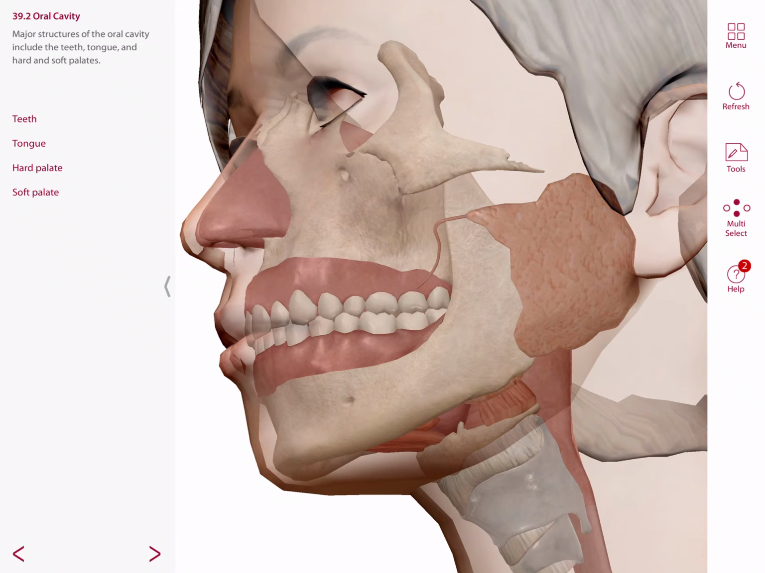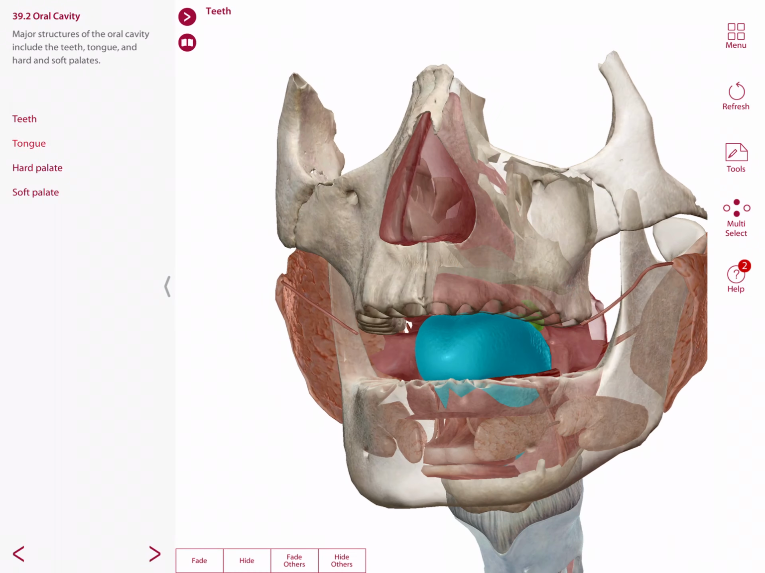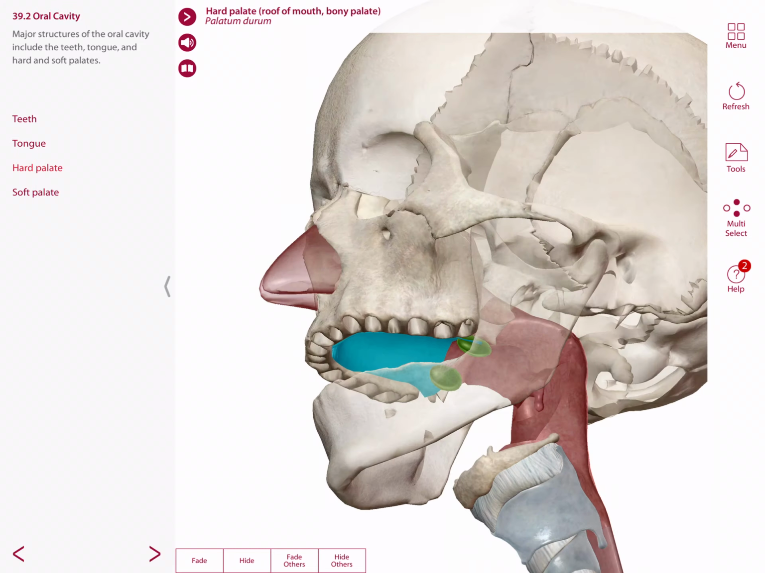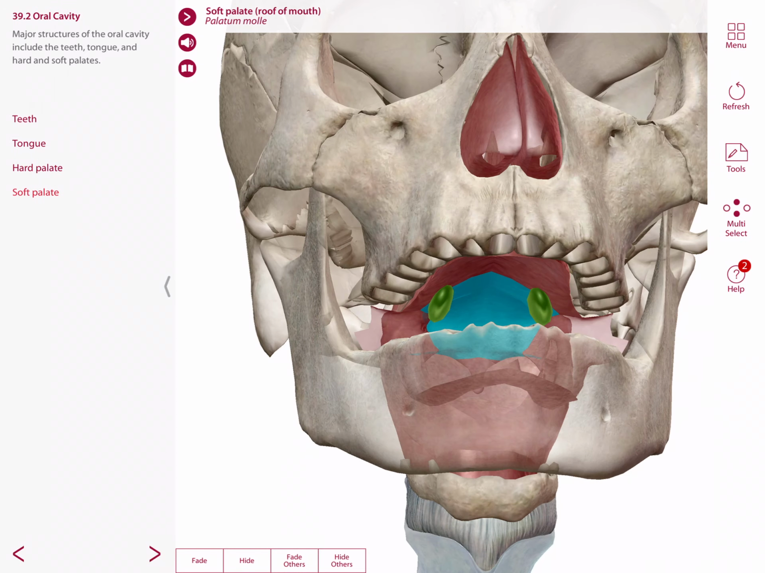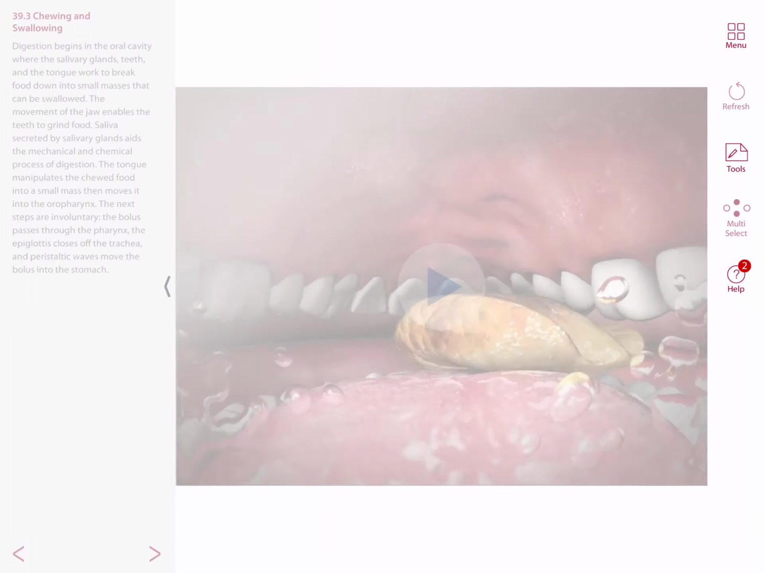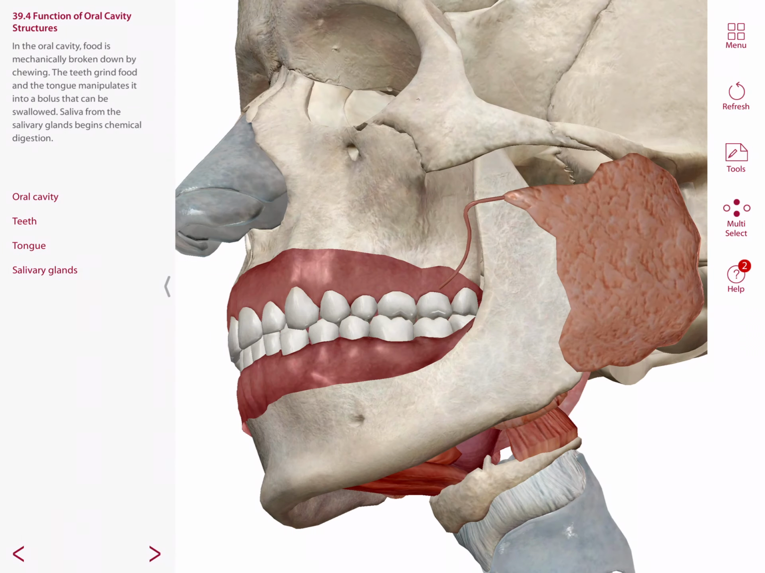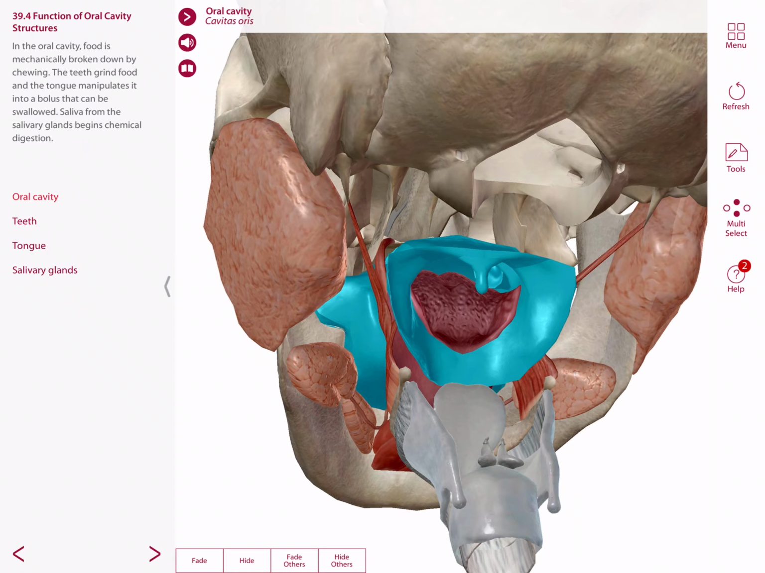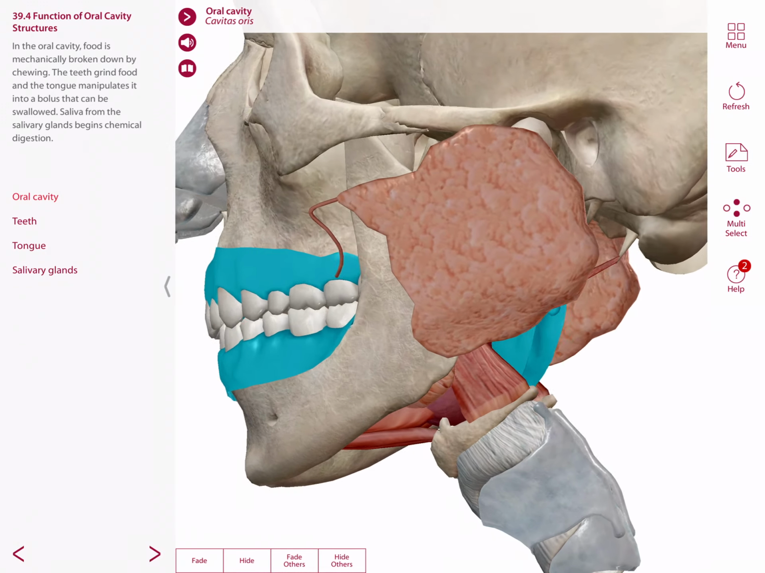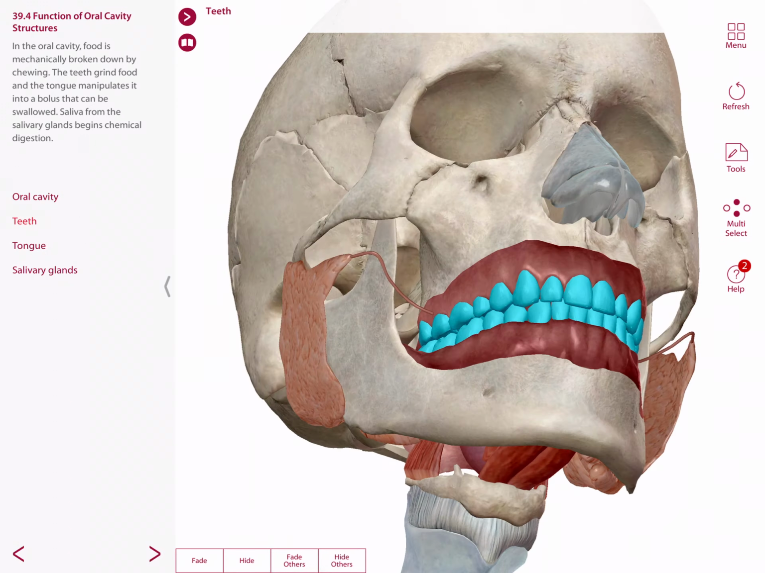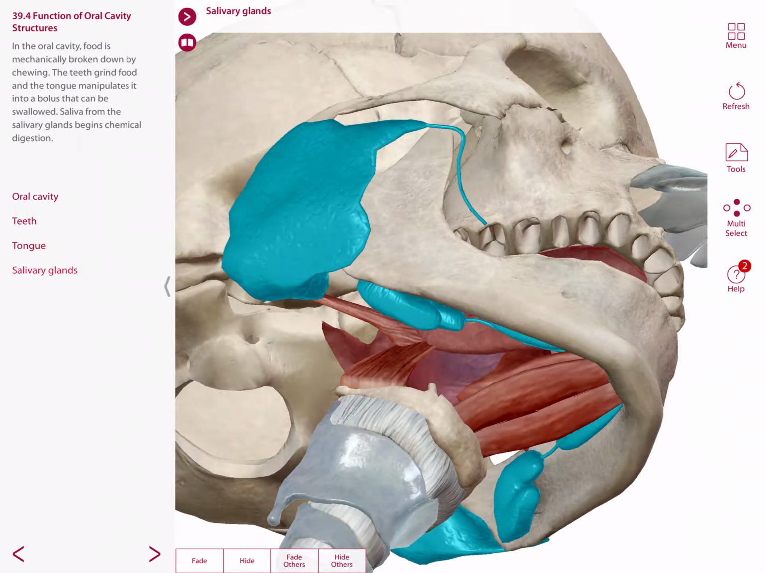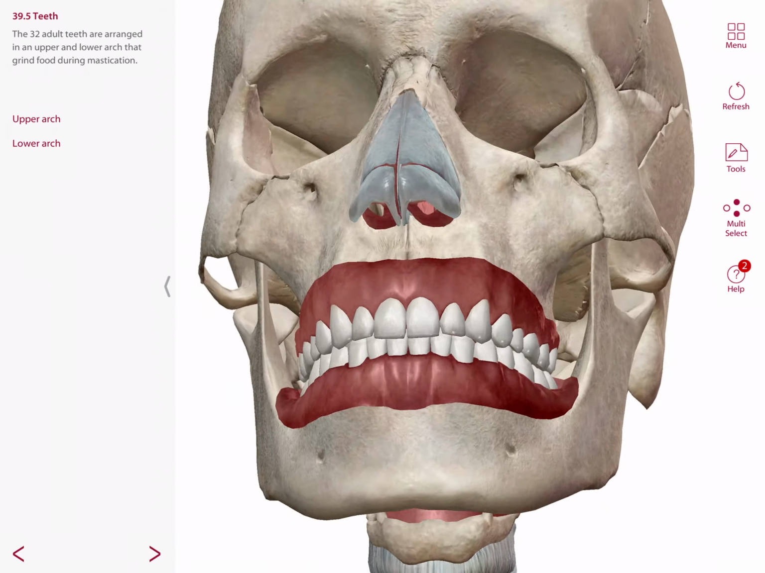Inside of the oral cavity, we've got teeth, tongue, hard palate, and soft palate. When we look at those teeth, we'll let you watch videos on your own. Those are going to be named, and we'll look at the different structures there. Here's your oral cavity proper. There's your teeth again, tongue, salivary glands, and now we start to look at the teeth.